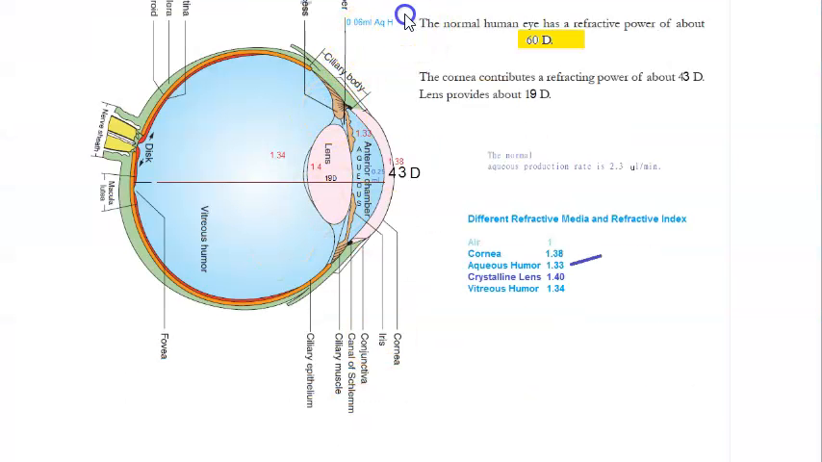So where is the IOL being placed? The IOL, see, they'll remove this lens, right? And they will place an IOL here. This is a posterior chamber lens, okay? They can also place it here in the anterior chamber. So that will become an anterior chamber lens.